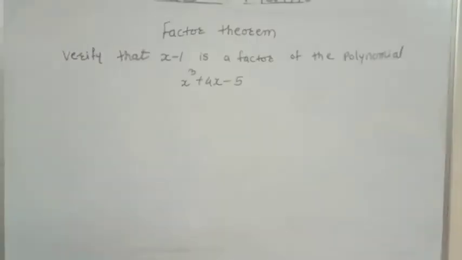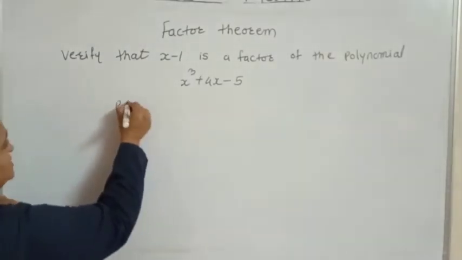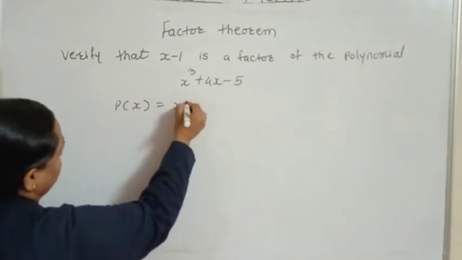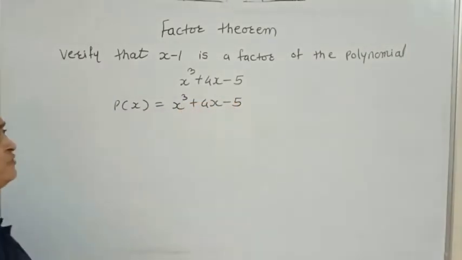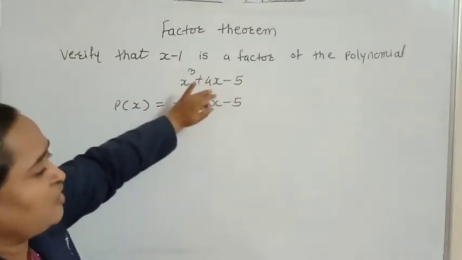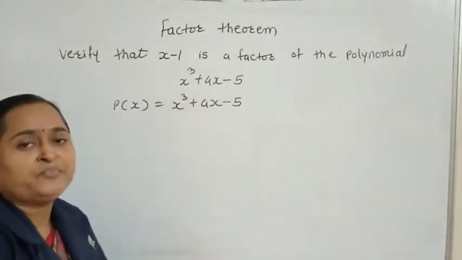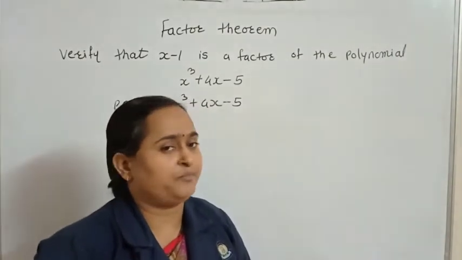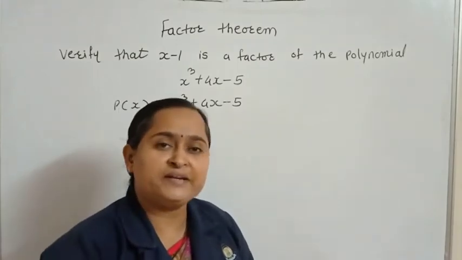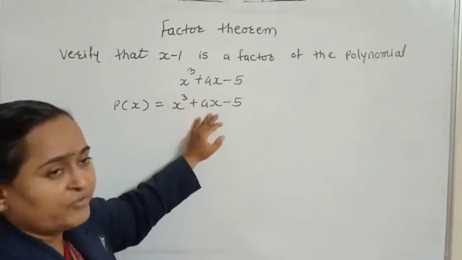Verify that x minus 1 is a factor of the polynomial. Now the polynomial is given, p of x is equal to x cube plus 4x minus 5. Now we have to verify whether it is a factor or not. Then for that what we have to do? We have to find the remainder. If remainder is 0, then that is a factor by factor theorem. And if remainder is not 0, then not a factor. Now that only we have to verify.